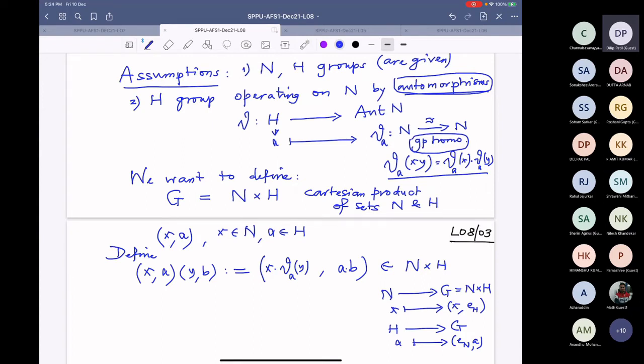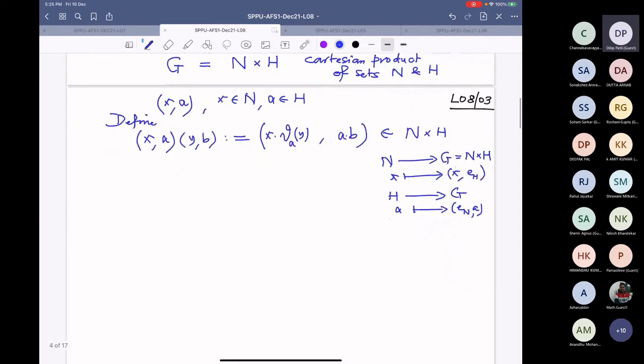Then another thing I have to check is that with this group structure, these maps are group homomorphisms. The third thing I want to check is that this N becomes a normal subgroup. All these things, if I check, we are done. That means I have constructed a group G in which N became normal, and so on. And some more properties we will check. All right, so one by one we should check.